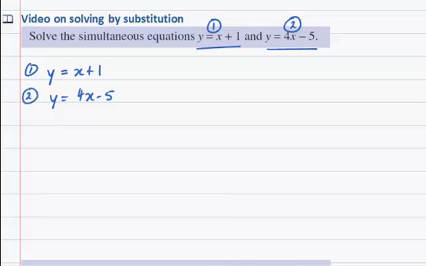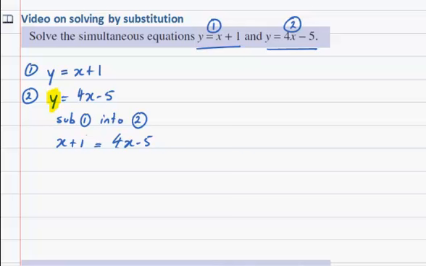Now, if both of those equations are y equals something, then we can substitute equation 1 into equation 2. Equation 2 is y equals 4x minus 5. Where I see y, I'm going to replace it with what y is equal to in equation 1. So instead of writing y equals 4x minus 5, I'm going to have what y is equal to from equation 1. So x plus 1 is equal to 4x minus 5.